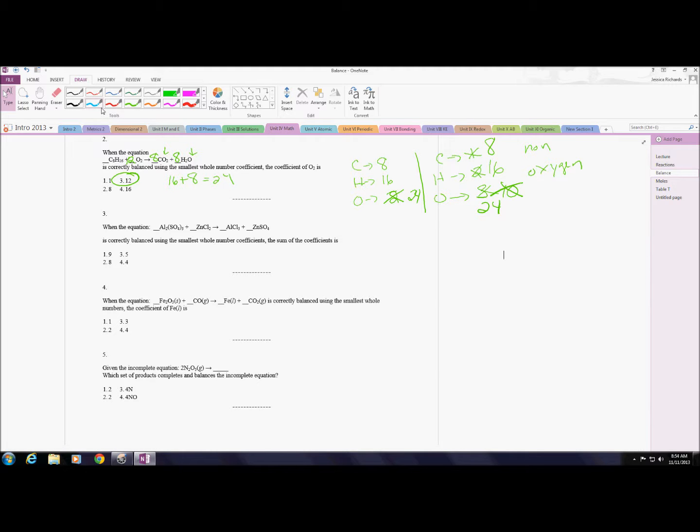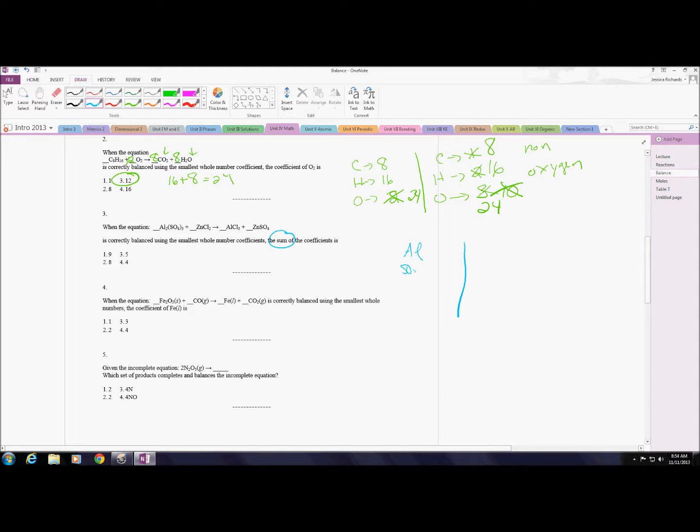A couple more examples. Number 3, when the equation is correctly balanced using the smallest whole number coefficients, the sum of the coefficients. You have to watch out for this. Sometimes in the questions, they don't ask for a specific coefficient. They want the sum, so they want you to add them all together.